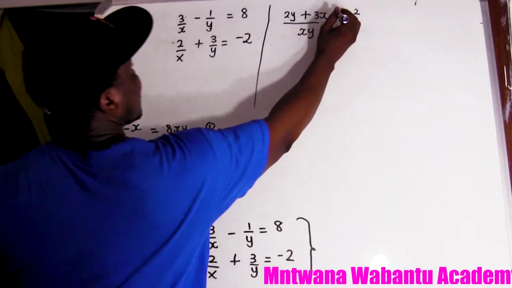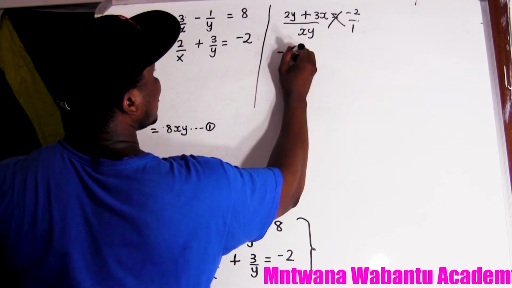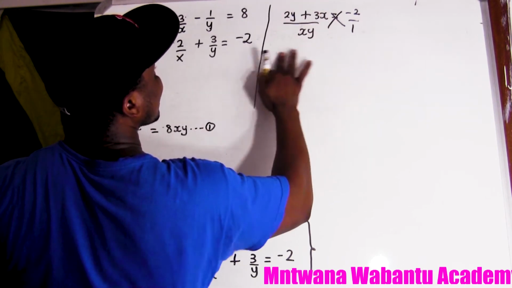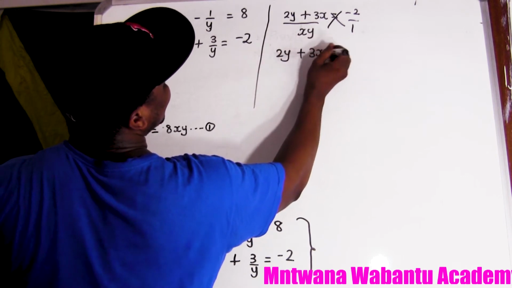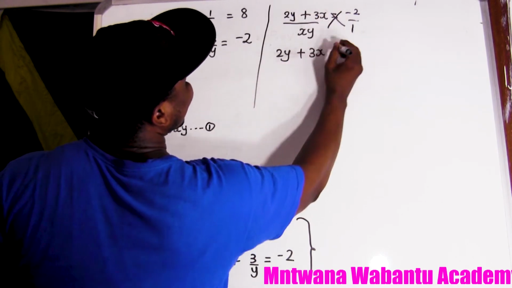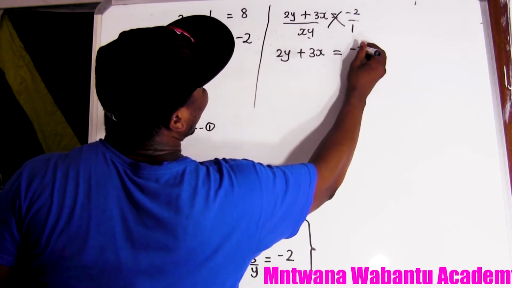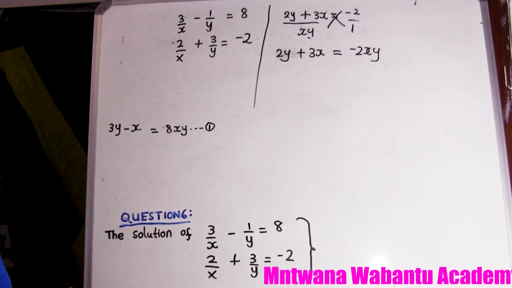So now we're going to cross multiply. This and this is going to give us -2xy, or you can start with that first, whatever you want. x times 2y plus 3x, because you multiply for each one: 1 times 2y, 2y; 1 times 3x, 3x, equal to -2 times xy. So we finish. This is easy. You know why I say it's easy?